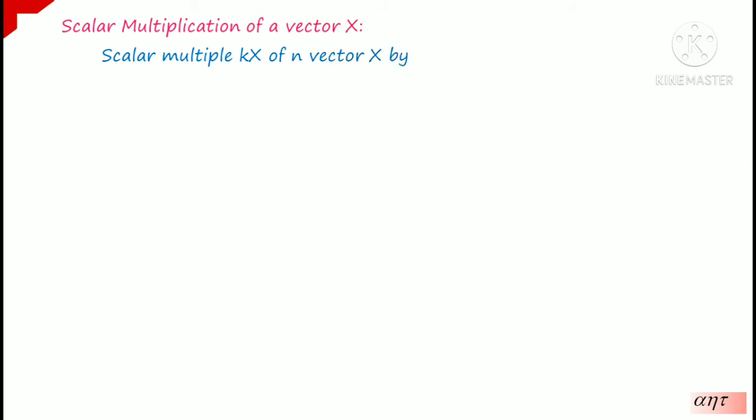Now we will see scalar multiplication of a vector. The scalar multiple kx of an n vector x by a scalar k is the n vector whose components are the products by k of the components of x.